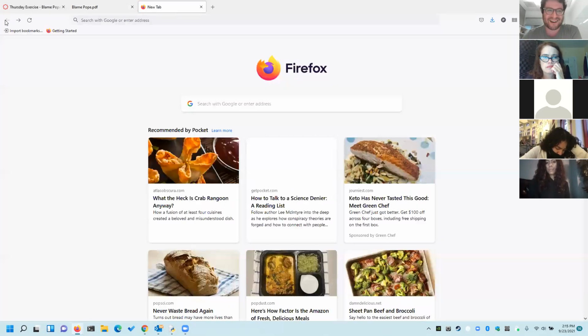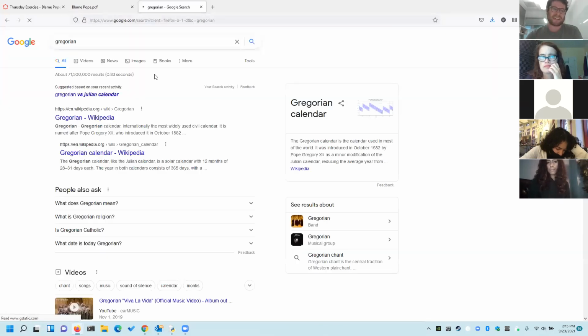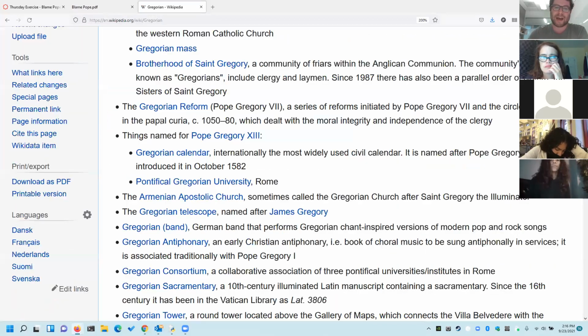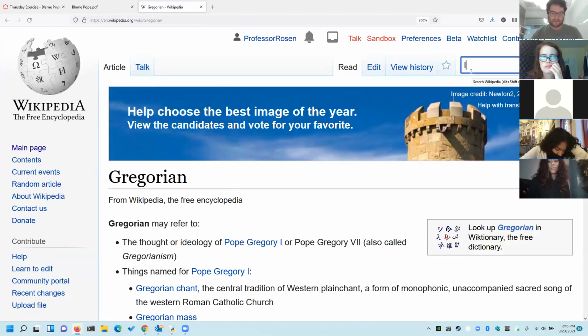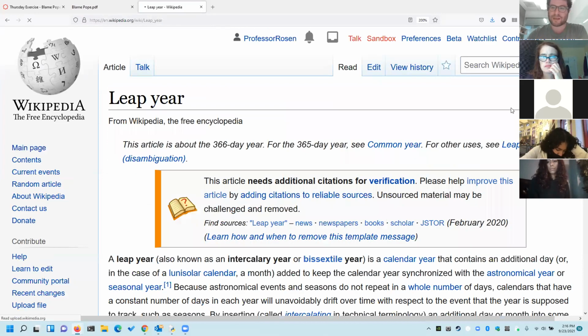All right. So let's look at the Gregorian calendar. Think about what would happen if we did not have leap years, right? Why do we have leap years to begin with? Or in the case of the Jewish calendar, a leap month. Why do we have such things to begin with?